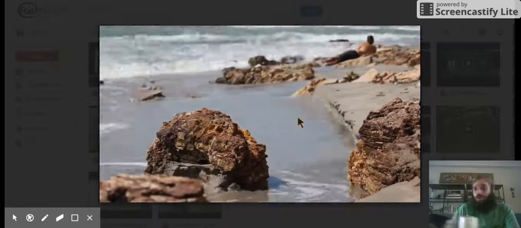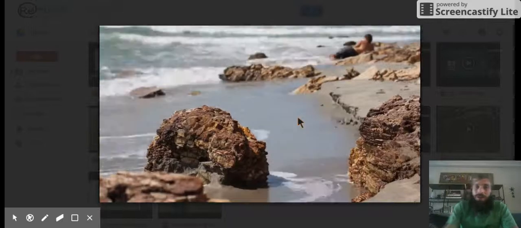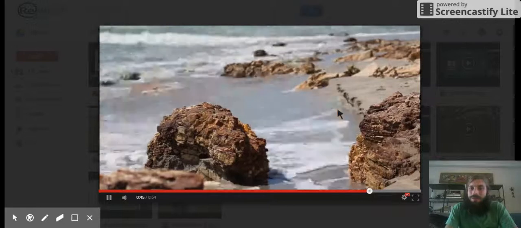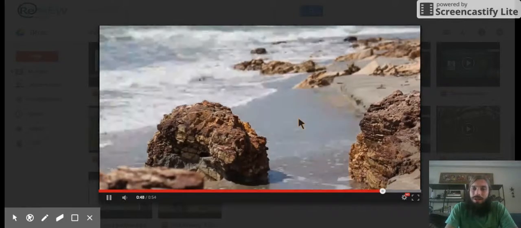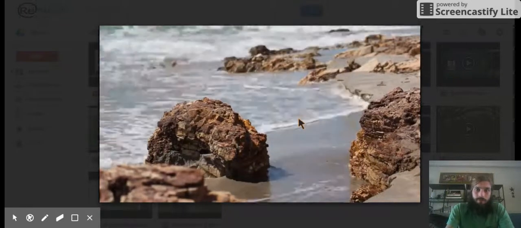More coastal erosion, more coastal erosion. Now look how much land is lost over the course of just one day. That is coastal erosion. It's the loss of land on the coast. All right.